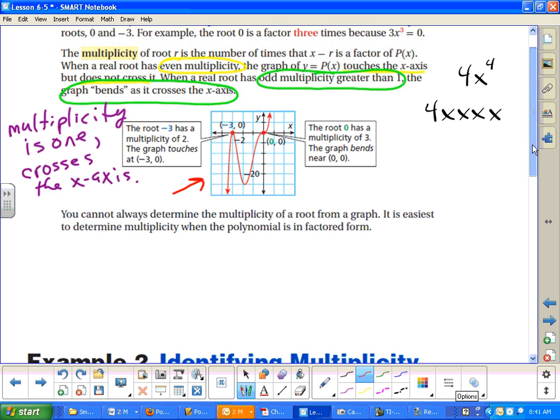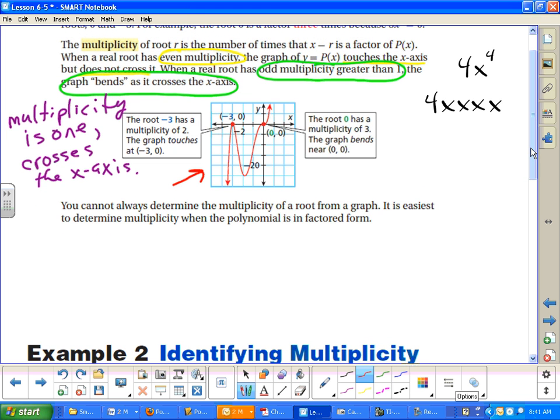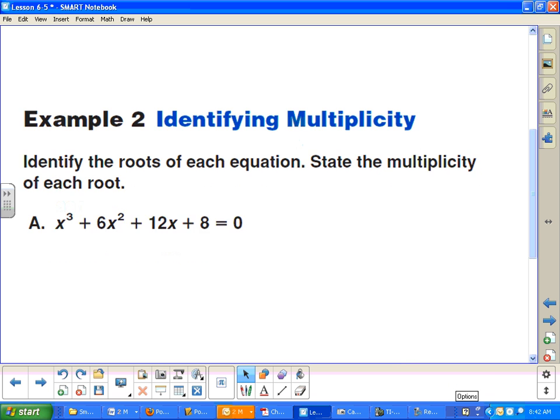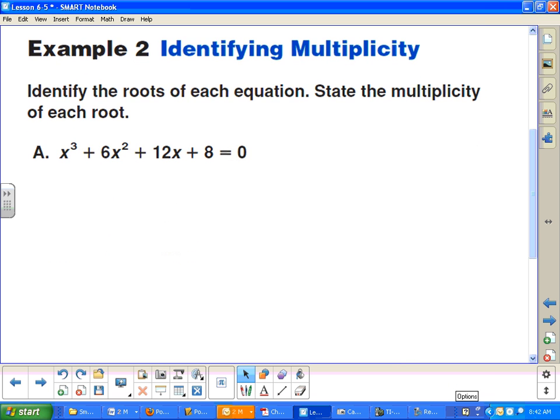Right, so we're going to look at this thing called multiplicity. How many times is a factor a part of a polynomial? So here's this example, x cubed plus 6x squared plus 12x plus 8 equals 0. We want to identify the roots of the equation and then state the multiplicity of each root.